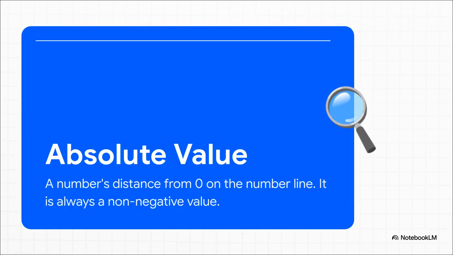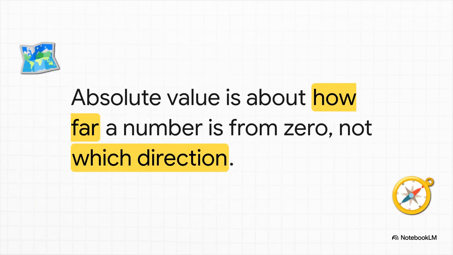So, what even is absolute value? Well, the official definition is just a number's distance from zero on the number line. That's it. Seriously, it has nothing to do with being positive or negative. It's just about pure, simple distance. Think about it like this. If you walk 2 miles east to get to a store, the distance is 2 miles. If you walk 2 miles west to get back home, the distance is still 2 miles. The direction changed, but the distance didn't. Absolute value only cares about the how far, which means the answer is never, ever going to be negative.